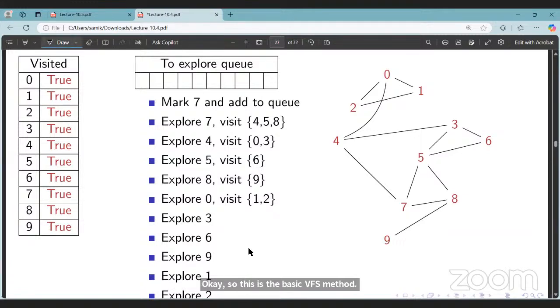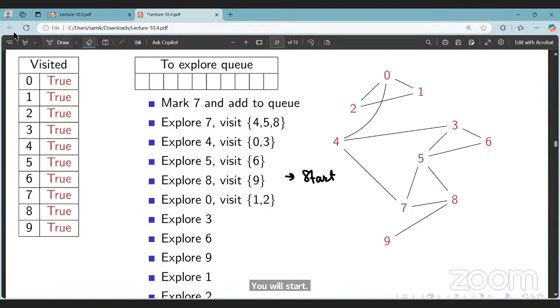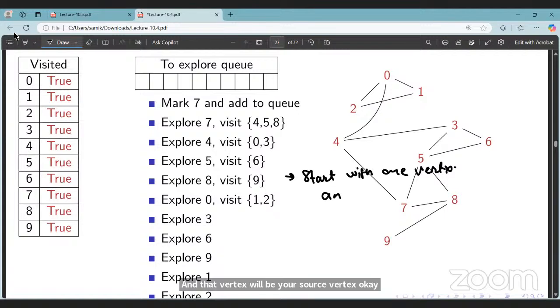So I'll repeat what steps we are doing. We will start with a vertex. It can be any random vertex. I have chosen 7, but you can choose anything else. So start with one vertex, and that vertex will be your source vertex. Start with that vertex and add that vertex into our queue.